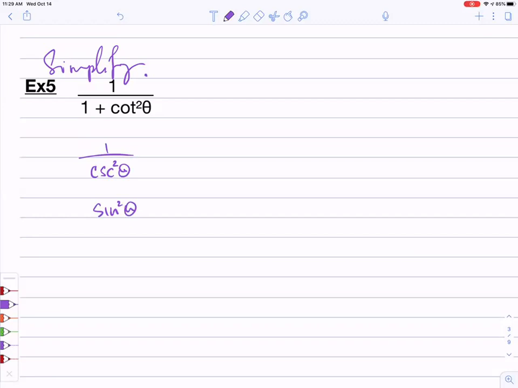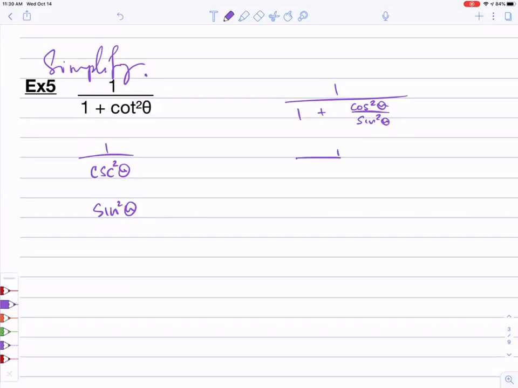Okay, now just for kicks, let me show you what it would have looked like if I had worked with sines and cosines. You don't have to write this down, but just take a look. We would have had 1 over 1 plus cosine squared theta over sine squared theta. Now, I am not dividing fractions right now. Notice I'm dividing by a 1 plus a fraction. I'm not dividing by a fraction. So I have to simplify the denominator first before I can multiply by the reciprocal. So I would have to get a common denominator.